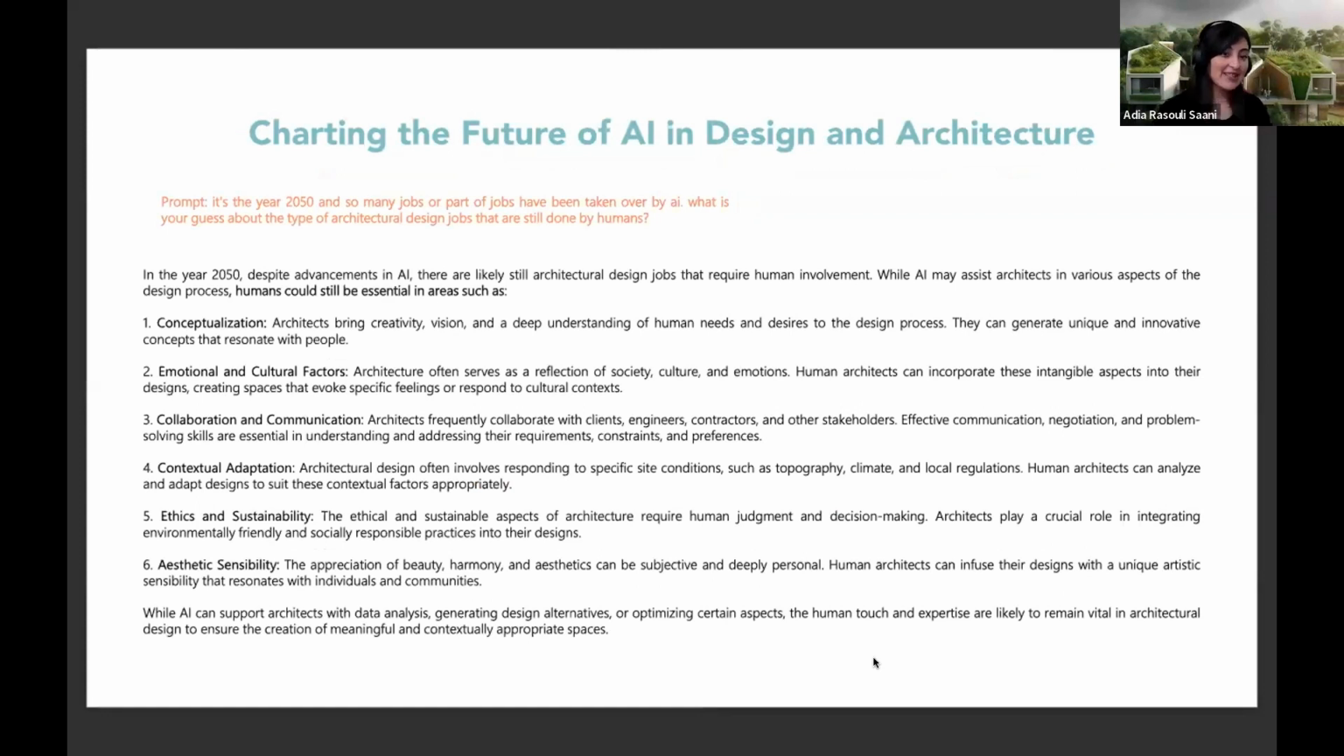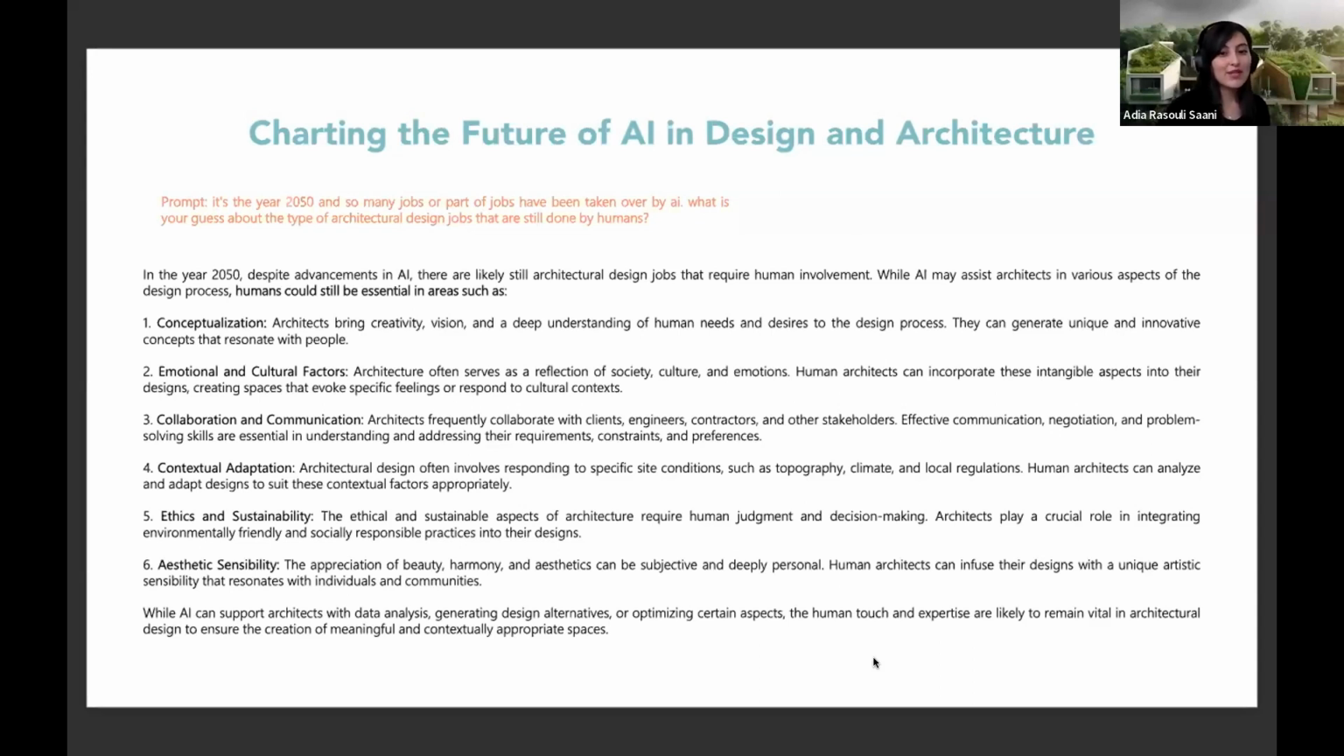In the year 2050, despite advancements in AI, there are likely still architectural design jobs that require human involvement, which are: one, conceptualization. Architects bring creativity, vision, and a deep understanding of human needs and desires to design processes. Two is emotional and cultural factors. Architecture often serves as a reflection of society, culture, and emotions. Human architects can incorporate these intangible aspects into their design, creating spaces that evoke specific feelings or respond to cultural context.